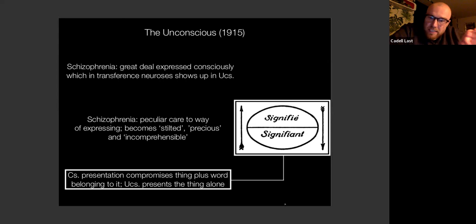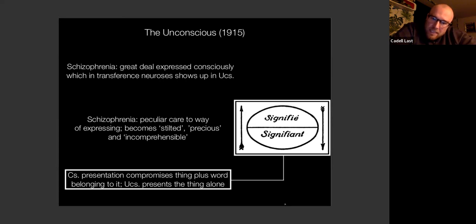And one of the most interesting distinctions here at the end Freud makes is the distinction between the way conscious presentation compromises between a thing and the word, the noumena and the phenomena belonging to it, whereas the unconscious presents the thing alone, without compromise. The unconscious representation of the thing has less concern for contradiction, for compromise, for time, for external reality. All of these things are much reduced. And you see the image there of the signifier and the signified.